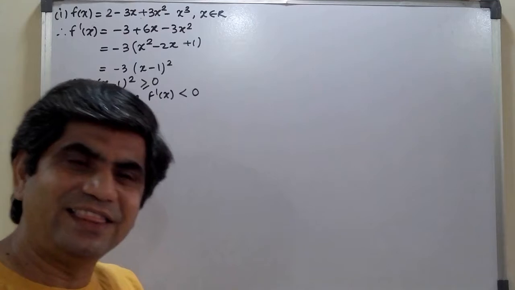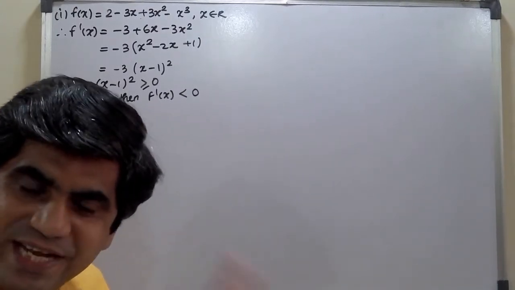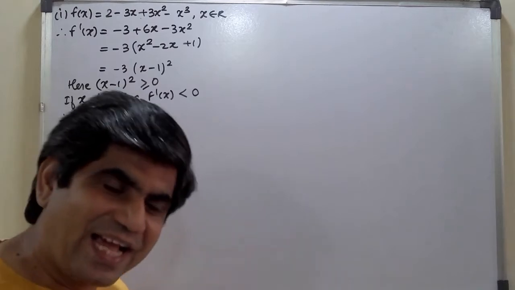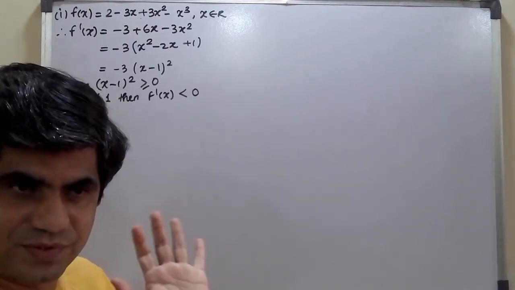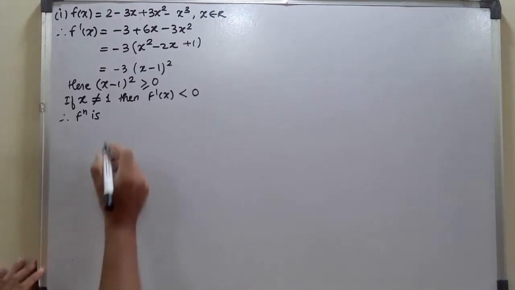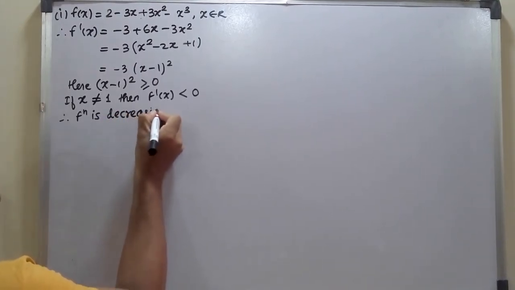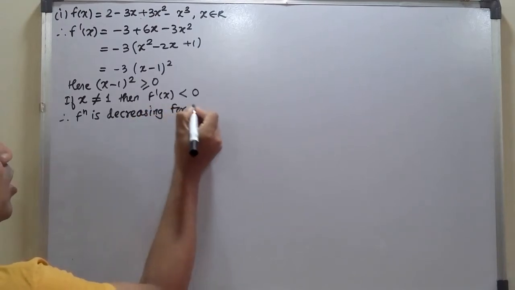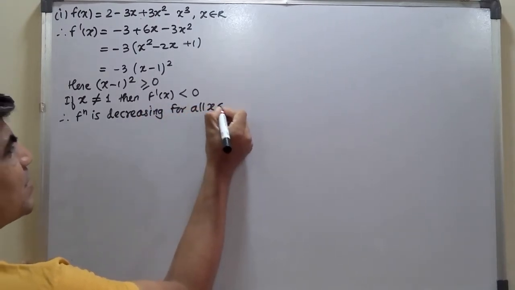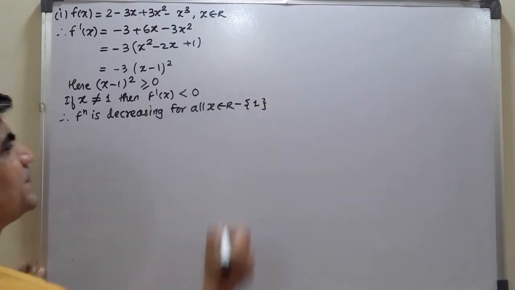That means tan theta is negative, that means the slope is negative, that means the angle is obtuse. That means I can say the function is decreasing for all x belonging to real numbers except 1.